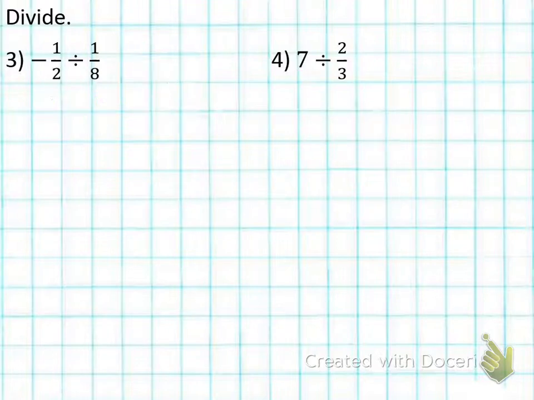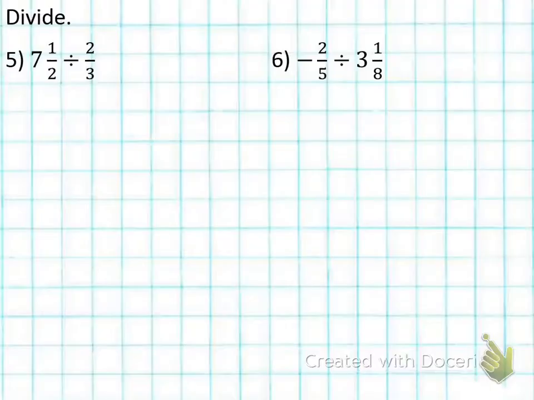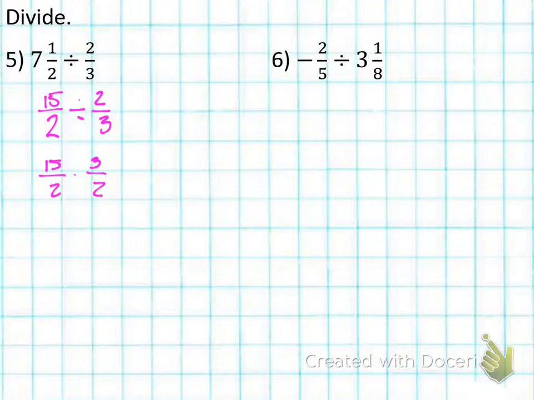Go. Okay, number 5, yeah, improper fraction first. We got 2 times 7 is 14, plus 1 is 15, over 2, divided by 2/3. Using the reciprocal, we got 15 halves times 3 halves, right? We can't really simplify, so we're going to multiply across, 45 over 4. And this we know, we could do a side problem. This is going to be 11 and 1/4, right?